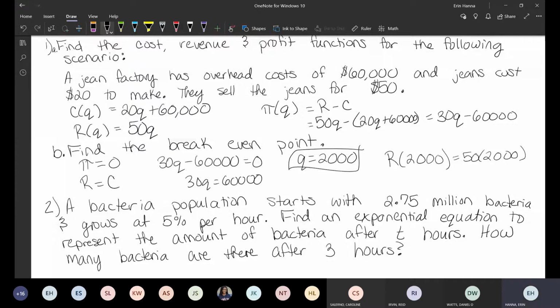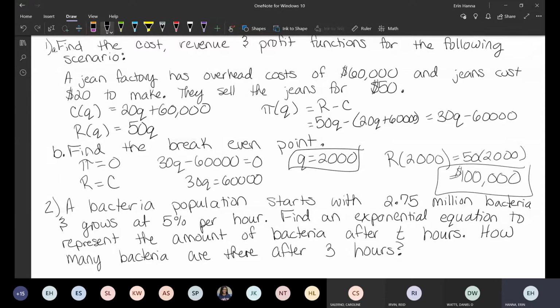Okay. So if we plug that into revenue, we have 50 times 2,000, which gets us 100,000 as our break-even price. I got asked this in my other class. Do I have to write it as an ordered pair? No, as long as you have both values somewhere. It would be nice if you could box them or whatever, but as long as they're there, I'll find them.